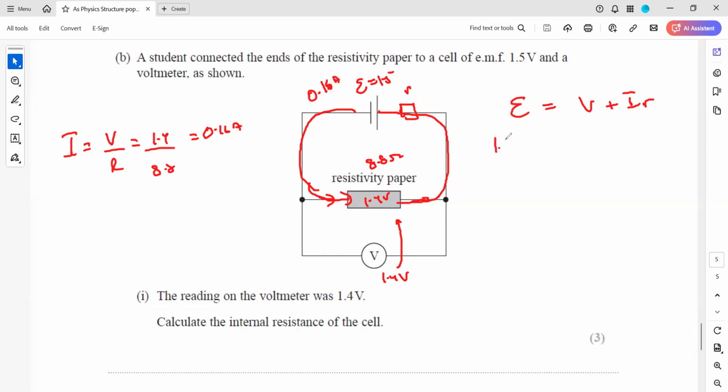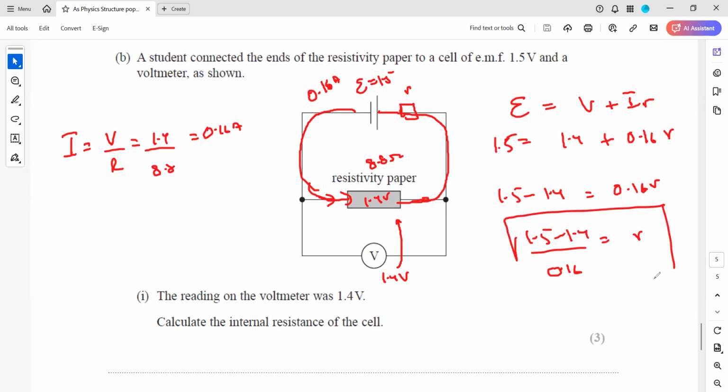The EMF, the maximum voltage, is 1.5. The external voltage is 1.4. The current is 0.16 and R is unknown. So 1.5 minus 1.4 is equal to 0.16 R. And if we need R, then 1.5 minus 1.4 divided by 0.16 will give us the value for the internal resistance.